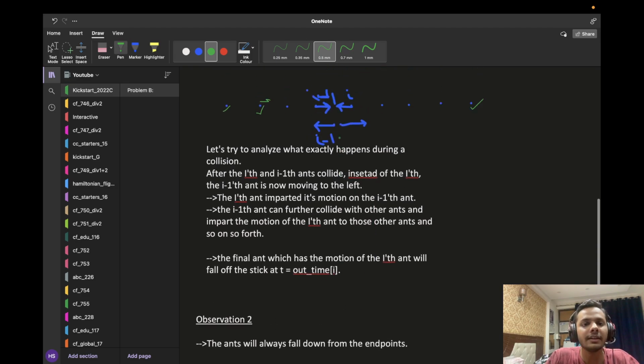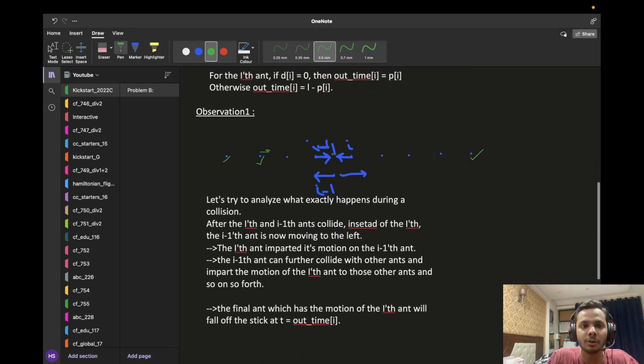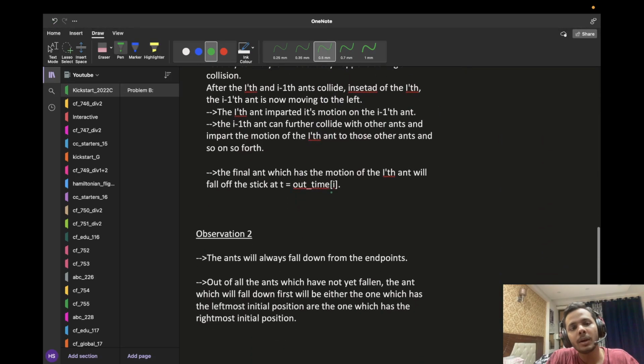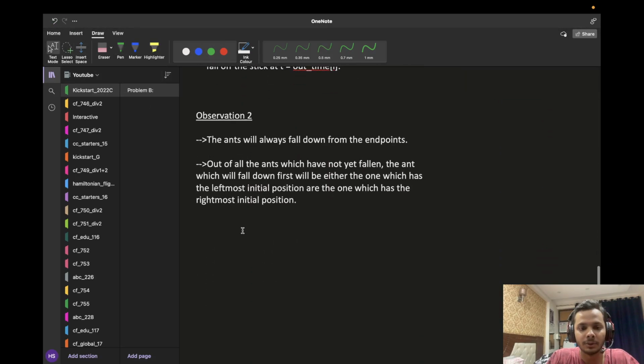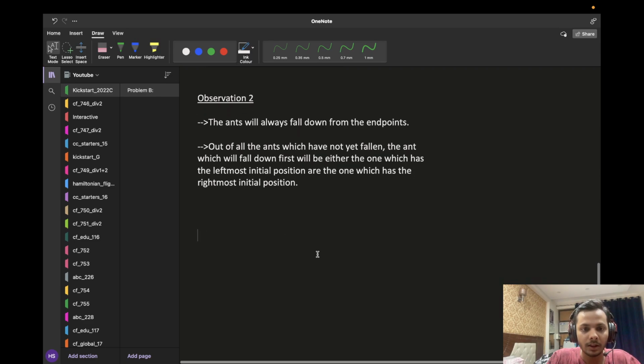Okay, so these are the two important observations that we had to make. Now we are ready to combine these observations and come up with a solution. So what we can do is apply the two-pointer technique. We will first sort the ants according to their initial positions, right? So now let's look at the solution.